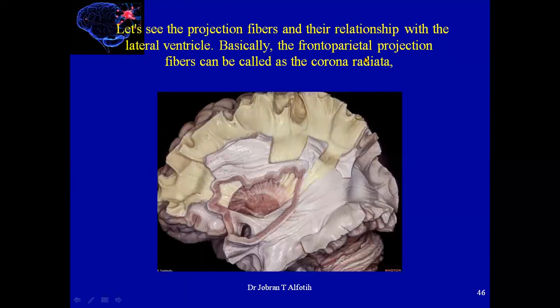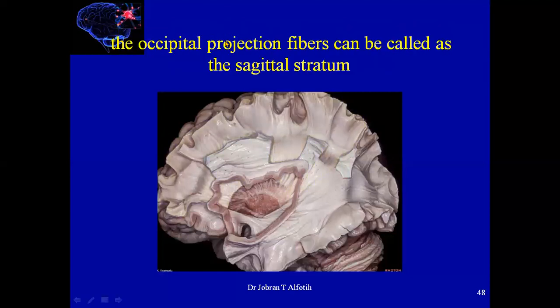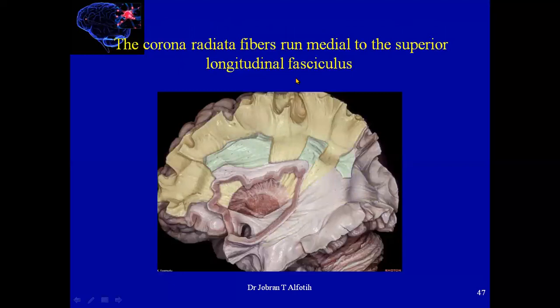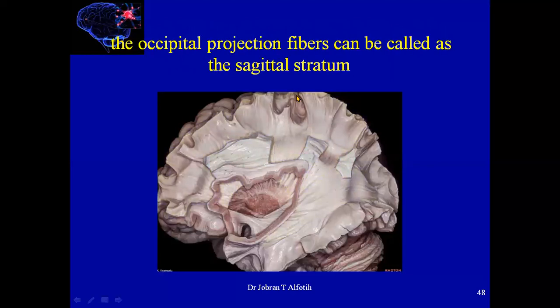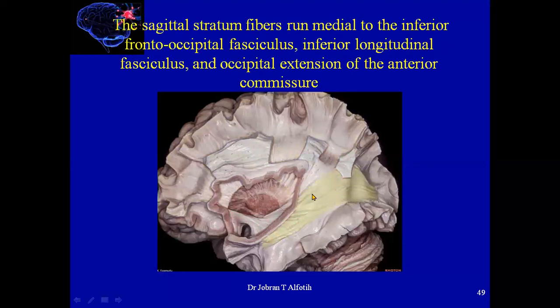Basically the frontal projection fibers are called the corona radiata. Here is the corona radiata. It's a mix of fibers coming from the internal capsule and external capsule in the basal ganglia. The corona radiata fibers are medial to the superior longitudinal fasciculus, called SLF 1 and 2, and there are also occipital projection fibers, which are called the sagittal stratum.